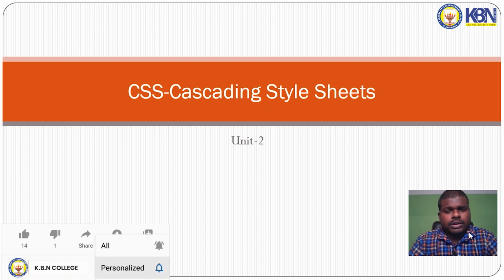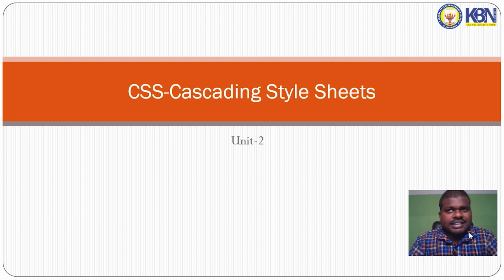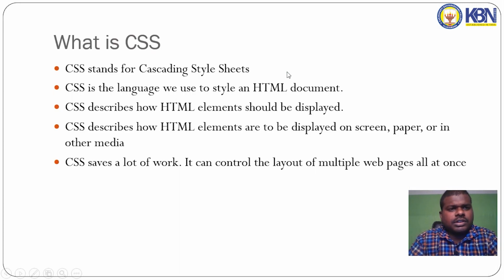So we are going to discuss the unit called CSS, that is cascading style sheets. As we discussed in the earlier session, CSS is used to enhance the look and appearance of the elements in HTML. So let us try to understand what CSS is and what the uses of CSS are. CSS stands for cascading style sheet, as we discussed. It is used to style an HTML document.